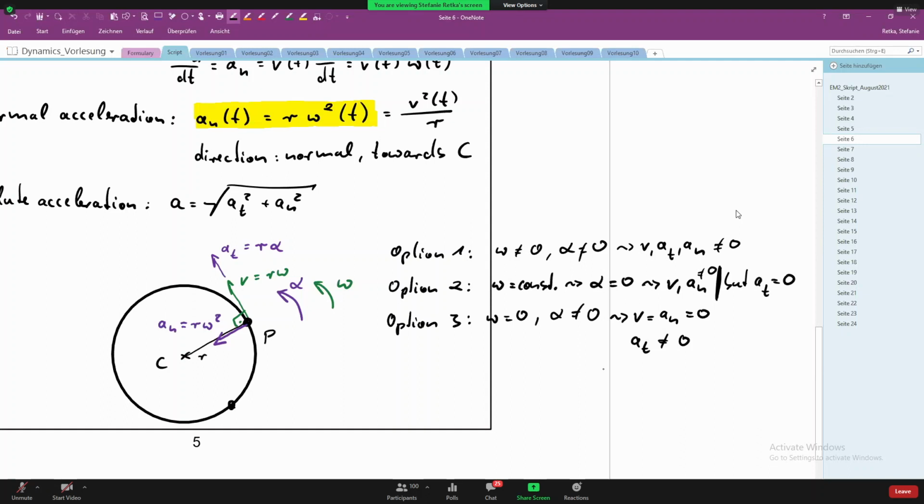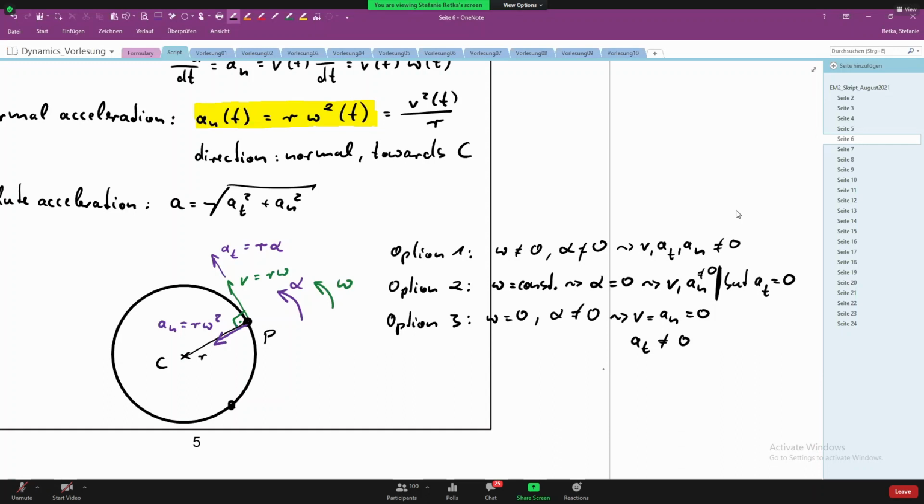I have a question. What is alpha again? If you go one page back, it's stated there. Okay, just don't ask me all the time. Alpha is the angular acceleration, but it's written in your documents.